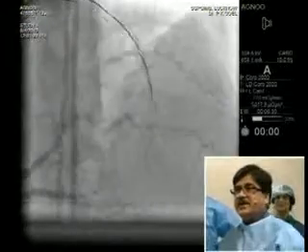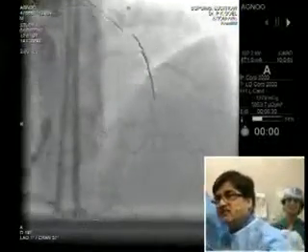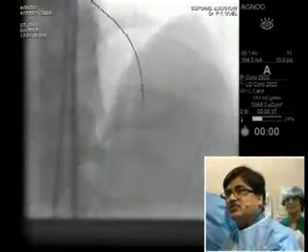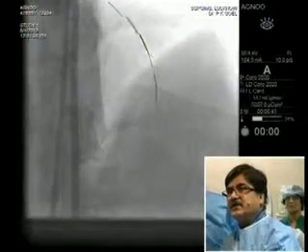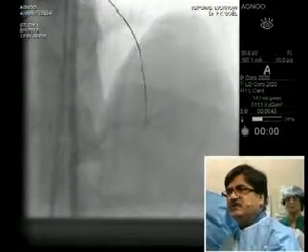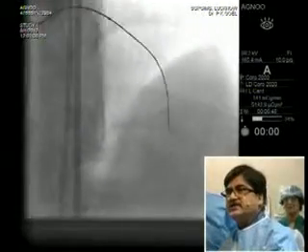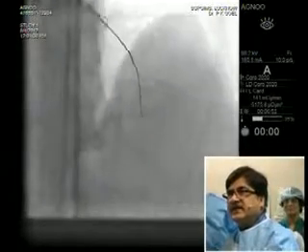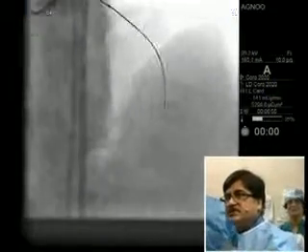And I always confirm it in two views. That is very important. Two views means two orthogonal views, about 90 degrees apart, so it is in the diagonal. So that's a good thing. That says that we are in a branch. That means we are in the true lumen, and I don't really want to have it go too far, because sometimes with the stiff wire, you dissect the artery later after having crossed the true lesion.